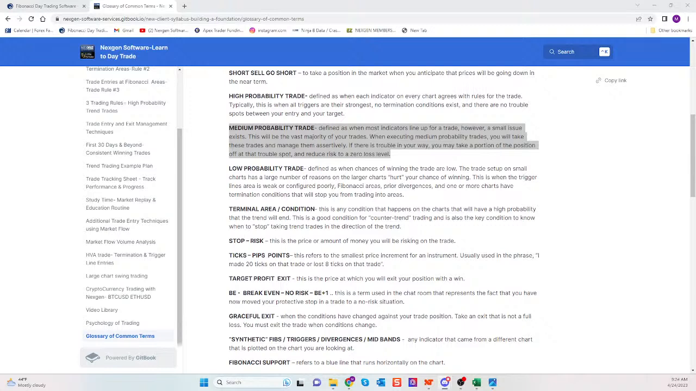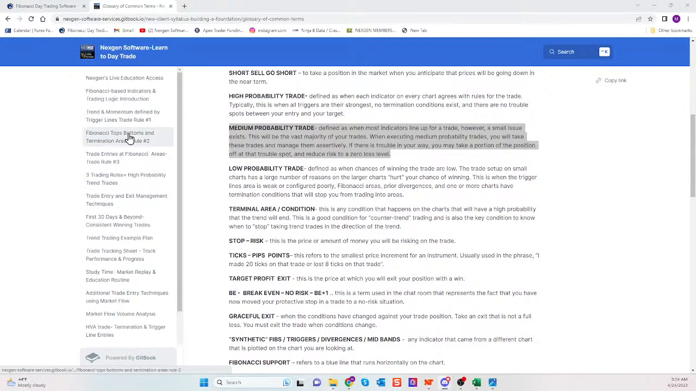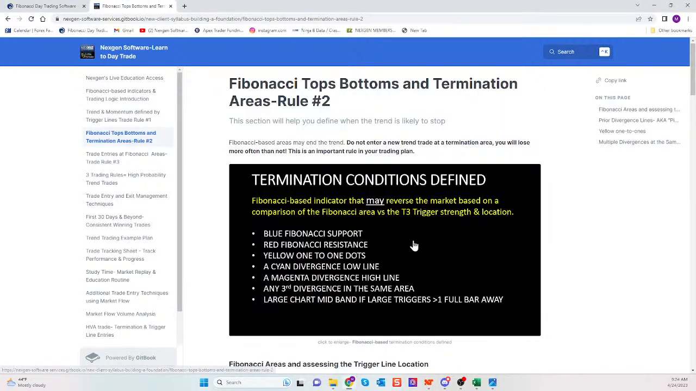When executing medium probability trades, you'll take these trades and manage them assertively. And if there's trouble in your way, you might take a portion of the position off at that trouble. 30 days on your highest probability trend trade when everything agrees is going to put you in a position to take and manage these medium probability trades. But it's important that you understand the basics so that you may.